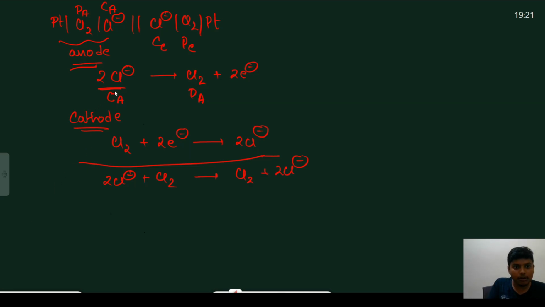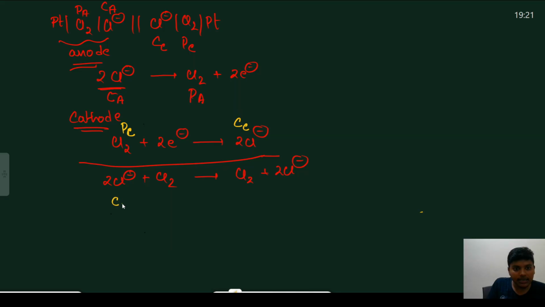For this, the concentration of the anode will be given and the pressure of the anode side will be given, yes or no? Yes, sir. And for this, the pressure of the cathode and the concentration of the cathode will be given. Understood? Yes, sir. Understood. Now see which side what is there.